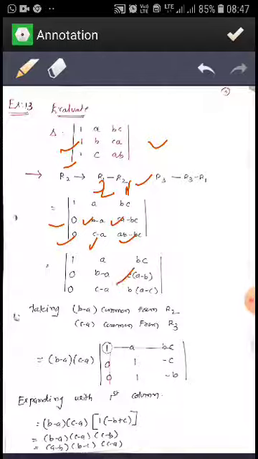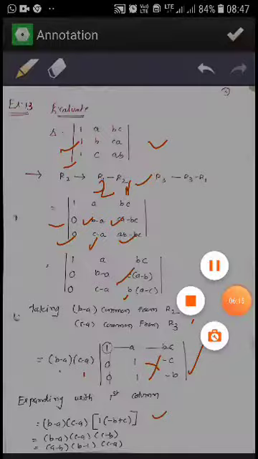Take C common, take B common. Then by taking common B minus A from R2 and C minus A from R3, so B minus A, C minus A, 1 A, B, C, 0, 1, here minus C because it was A minus B there. So if I am taking B minus A, then here it is minus C and here it is minus B. Now cross multiply of these two, you will get the answer A minus B, B minus C, C minus A.